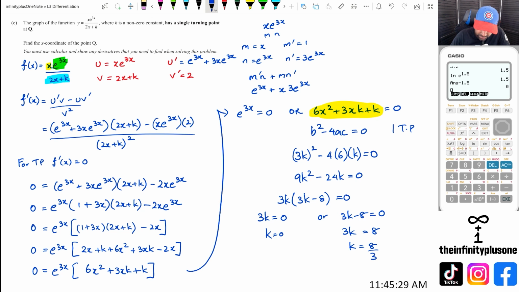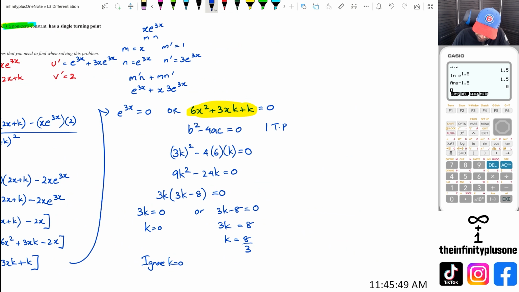But if we go back to the question, it says something very important, and I missed that. It says that k is a non-zero constant. And because k is a non-zero constant, we can ignore k is equal to 0. We're going to look at just k equals 8 over 3. So I'm going to put down 6x squared plus 3x times 8 over 3 plus 8 over 3 is equal to 0. In other words, I'm going to get 6x squared plus 8x plus 8 over 3 is equal to 0.